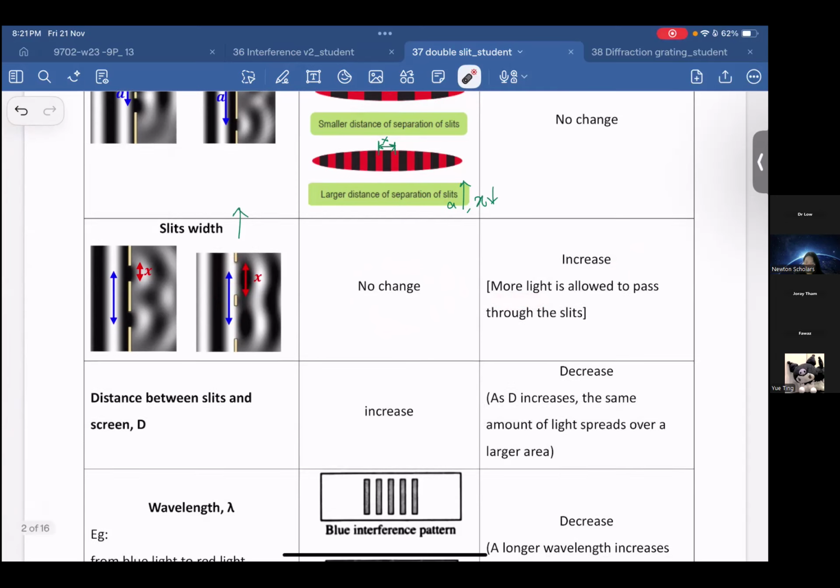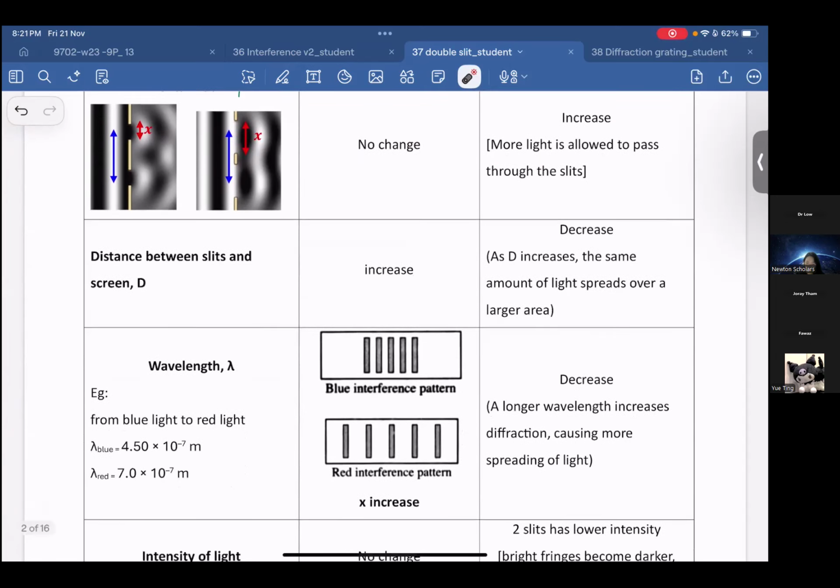Okay? So next, distance between the slit and the screen. So I rearrange again. X equals wavelength times D over A. Okay, my D increases. What happens to my X? My X also increases. They are directly proportional. Then after that, the brightness will decrease. You imagine the screen getting further away, so your light is spreading out over a larger area. So the brightness will be reduced.